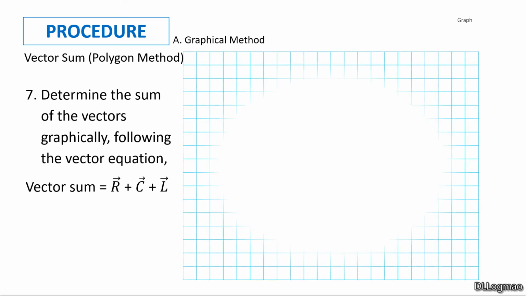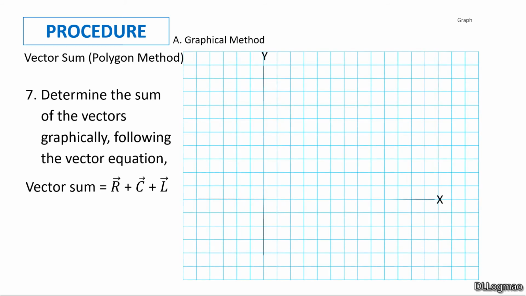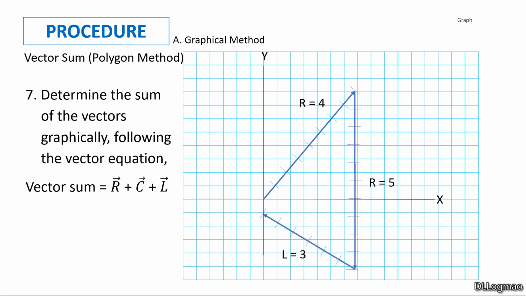Draw the x and y axis. Plot the right vector, the center vector, and the left vector. Draw the closing side of the polygon. This is the resultant.